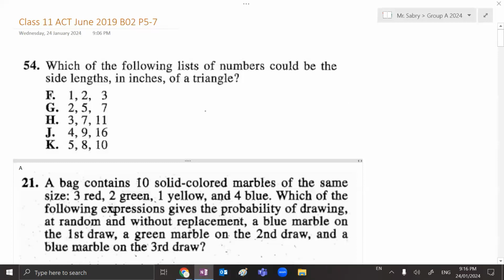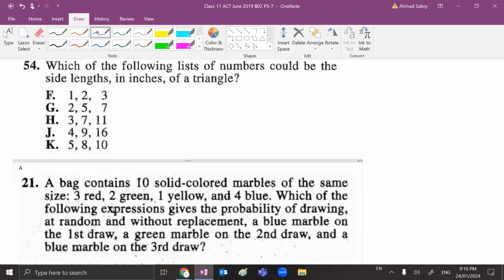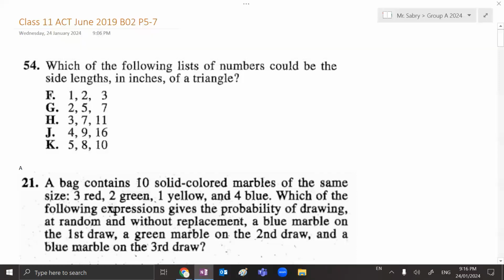Type 54. This was a question in April 2016, if I remember correctly. It says, which of the following lists of numbers could be the side lengths in inches of a triangle? I reminded you at the time that any side should be less than the sum of the other two and bigger than the difference of the other two as well. And we took an example.